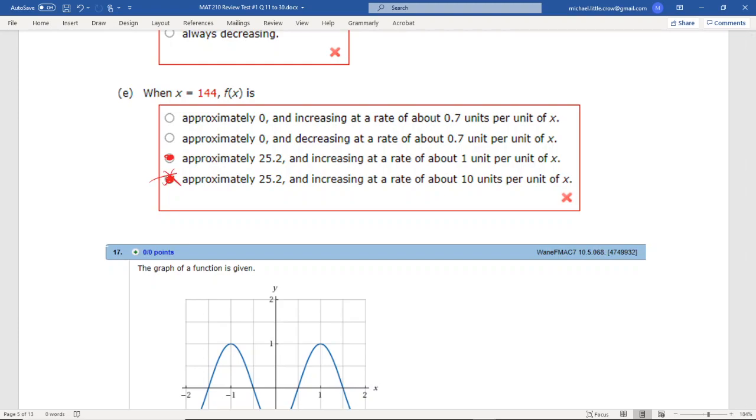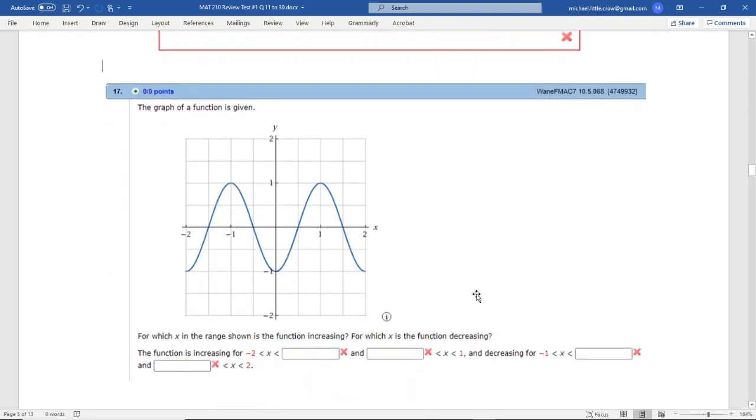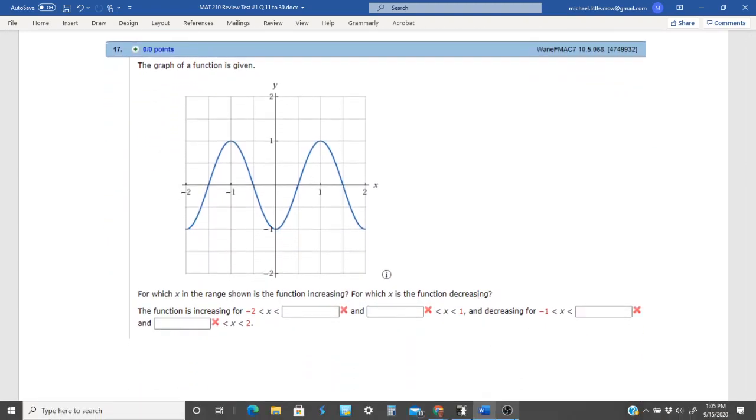Okay. Let's get to 17 and see if I can get to 20 before I take my next break. We're given a graph of this function. For which x in the range shown is the function increasing? So we're increasing until we get to here, then we're decreasing. So from here to here we're increasing. Then from here to here we're increasing.